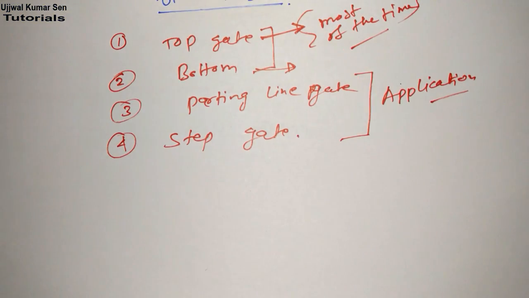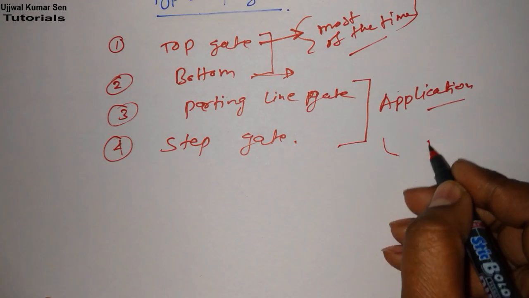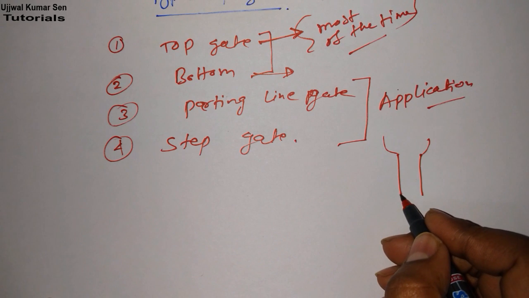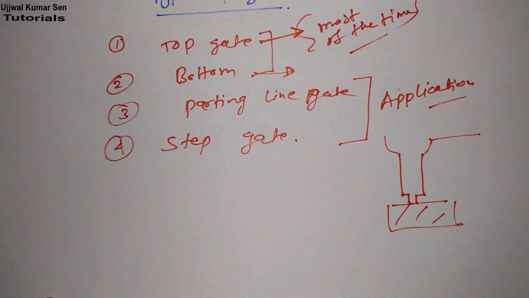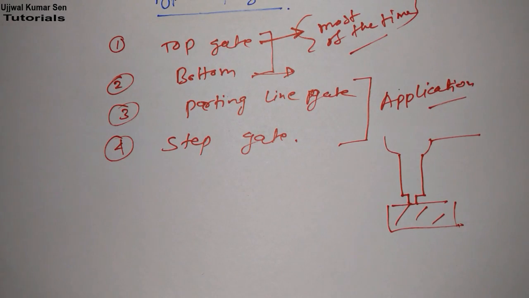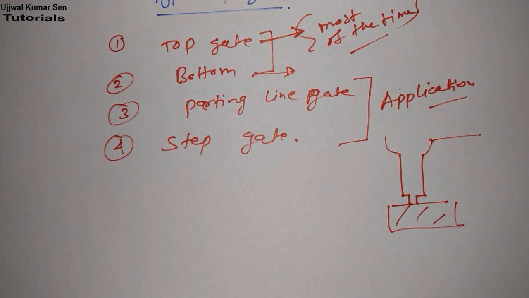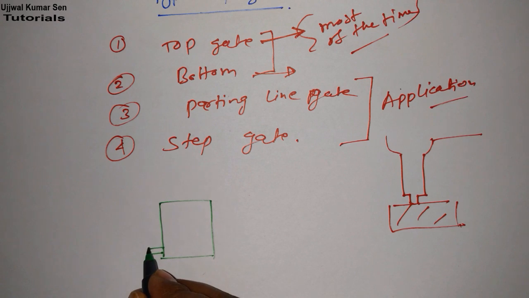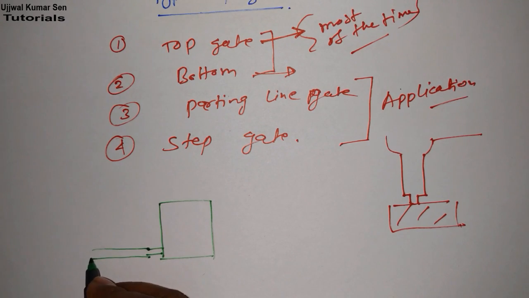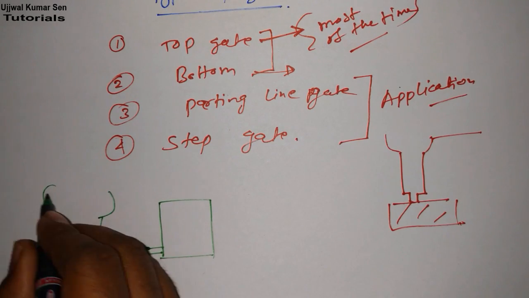In case of top gate, what exactly we do is provide the gate at the bottom of the sprue, right? Suppose we have a sprue here, we will provide the gate here only before the cavity. This is known as top gate. If we are talking about bottom gate, then we'll provide it at the bottom of the cavity, not at the bottom of the sprue. Suppose this is a cavity, so we'll provide the gate arrangement here, and of course we have to provide the runner.